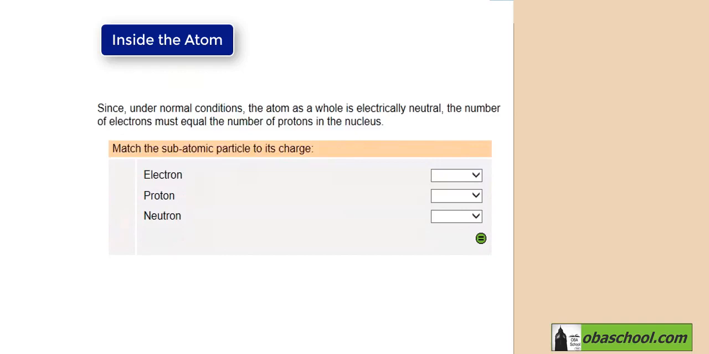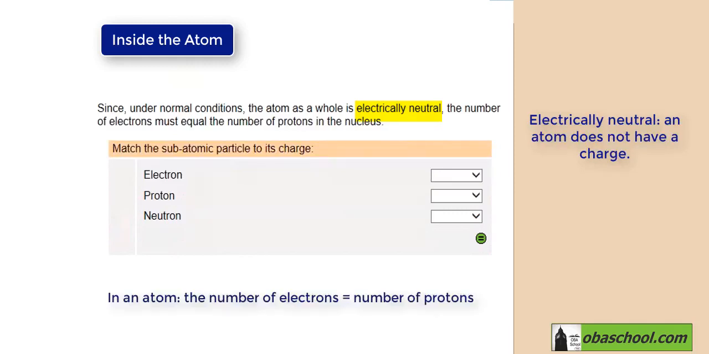Under normal conditions, the atom as a whole is electrically neutral, which means that it doesn't have a charge. And that is because the number of electrons must equal the number of protons in the nucleus. So, what's the charge of an electron, a proton, a neutron? Let's start with electrons. Do they have a negative charge or a positive charge?